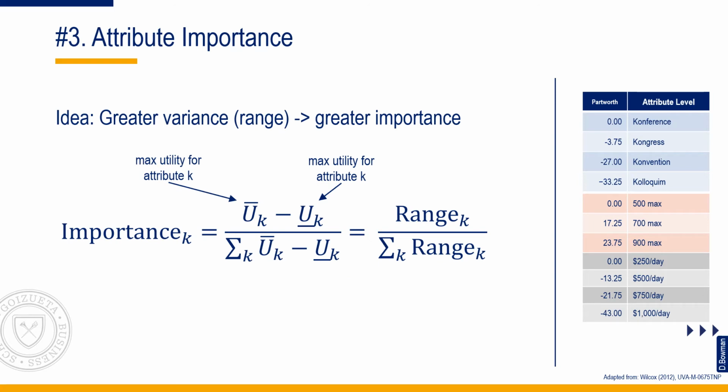Number 3, attribute importance. The idea here is that little variation in utility over an attribute's levels means it has little importance. Put differently, say if the utility for red color is about the same as any other color, then color has relatively little importance in determining preference. So, more variation, operationalized as the range of the utility of an attribute's levels, means it is of a higher importance.